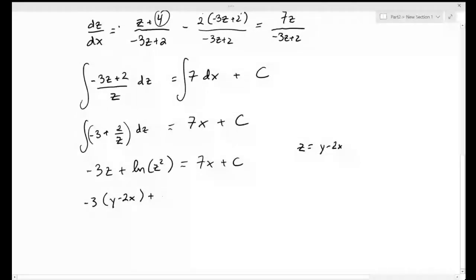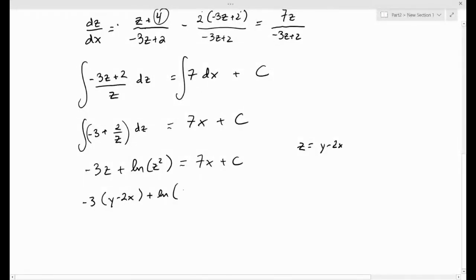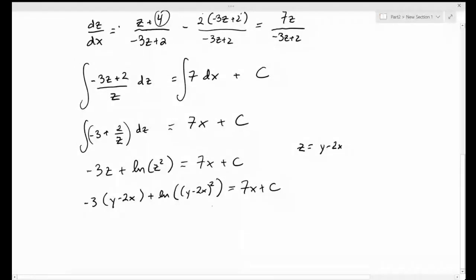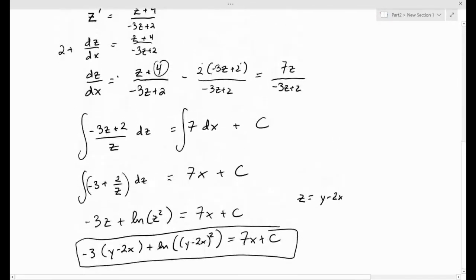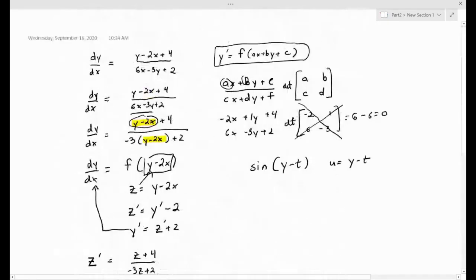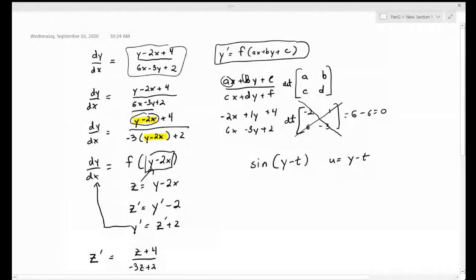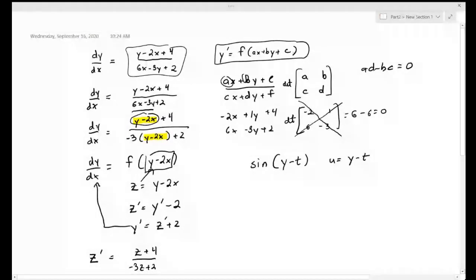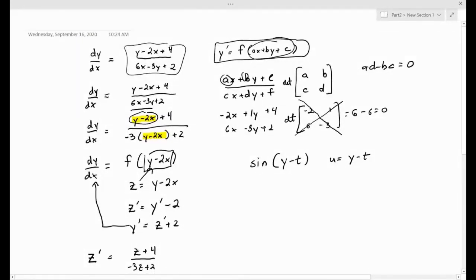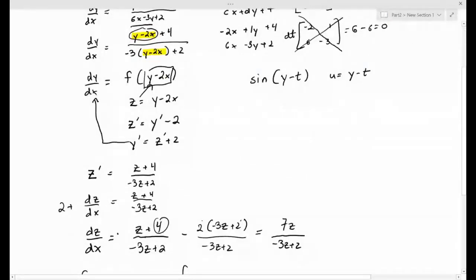I'm sure I could do stuff like exponentiate to get rid of the log, but I don't think that would be very much nicer. So I'm just going to leave it like this for a general solution. Okay. So I guess the lesson there is just be careful of the pitfall. It might look like this is a shift to homogeneous, but this AD minus BC was 0. So in fact, you just have to think of the right-hand side as a function of a combination of x and y.